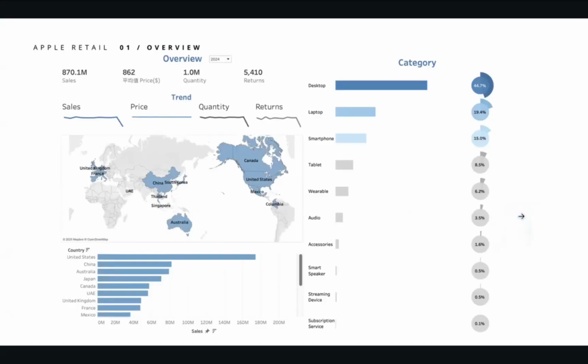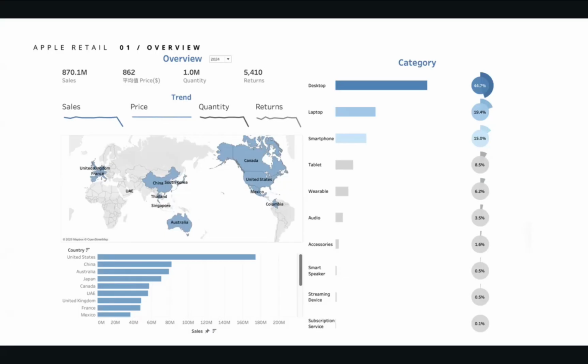And here's the overview of the whole dataset. It summarizes the overall scale of sales, key trends throughout the year, and how revenue is distributed across product categories and regions. We begin with the overall scale of the business. We take 2024 data as an example. In 2024, Apple generated approximately $870 million in sales with about 1 million units sold.